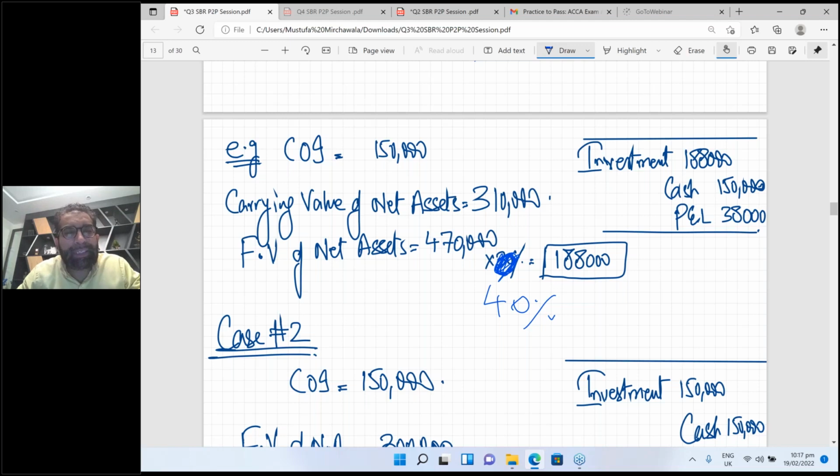For example, your COI is 100,000, but the fair value of net assets of S company is 80,000. COI is higher, fair value of net asset is lower. You will have a 20,000 goodwill.